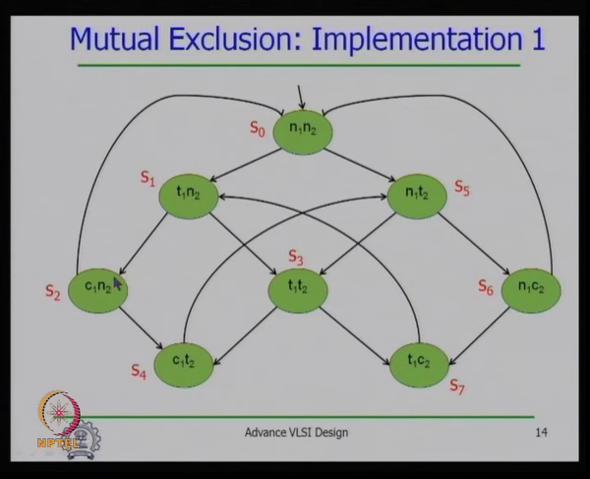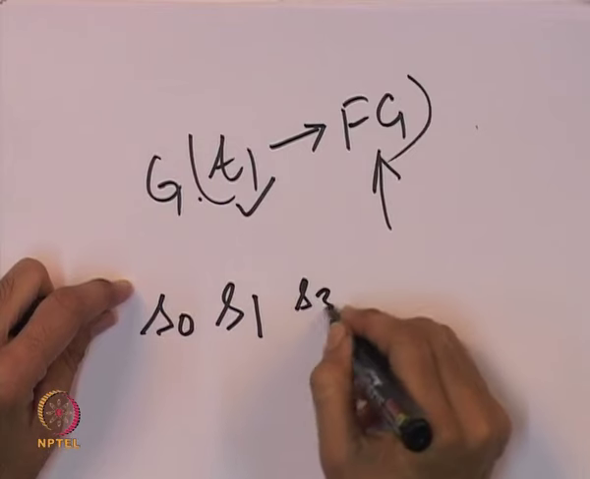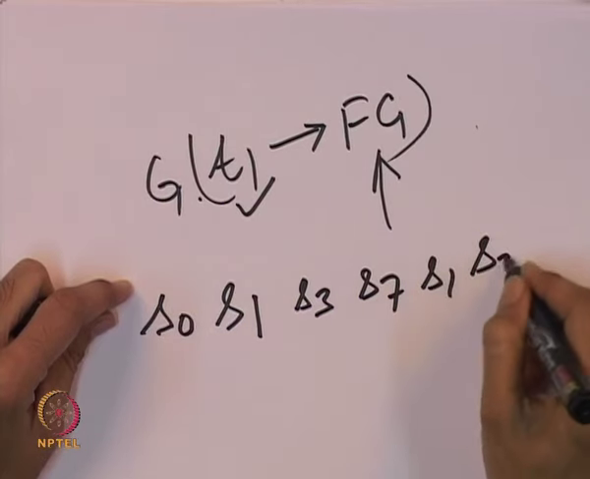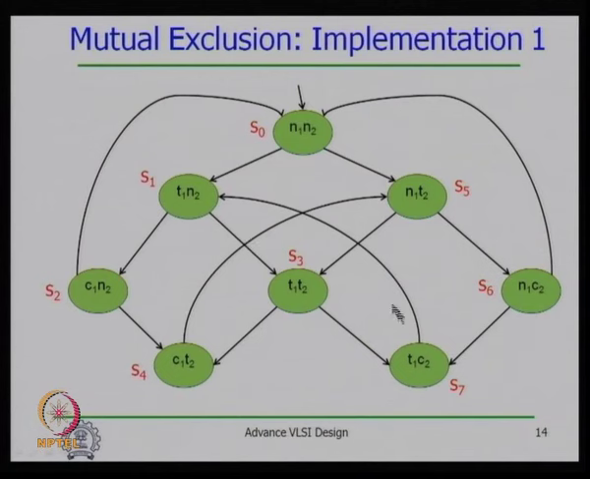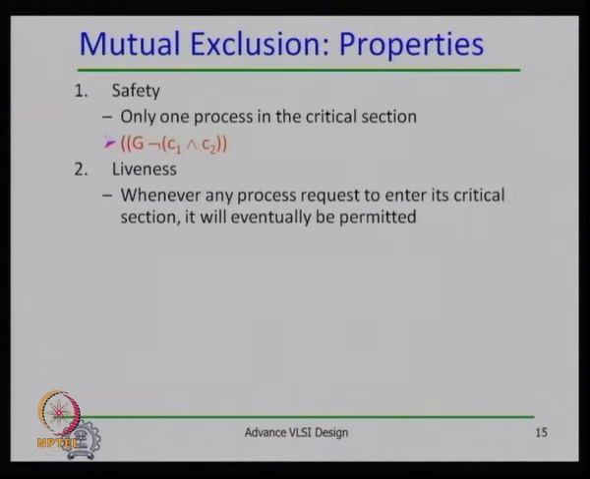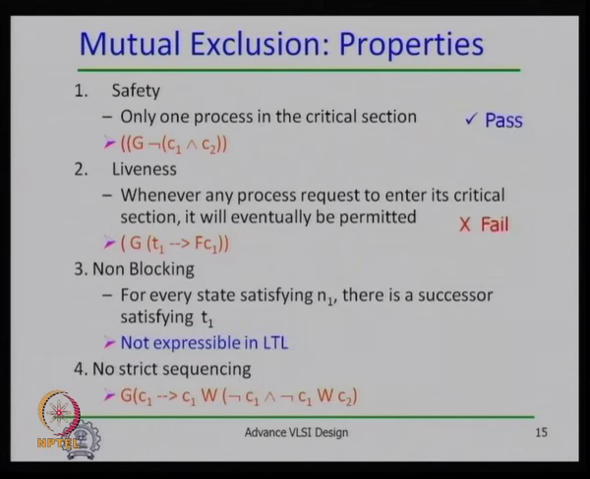So, in this path this holds good, but if you look at this path S0, S1, S3, S7, S1, S2, S3, S7, S1, S3, S7, that is the path S0, S1, S3, S7, S1, S3, S7 and so on and so forth. In this path, you have T1, T1, T1, again T1, T1, T1, T1, and so you will never get C1. So, this path violates this property. Your second property, which is the liveness property, fails.